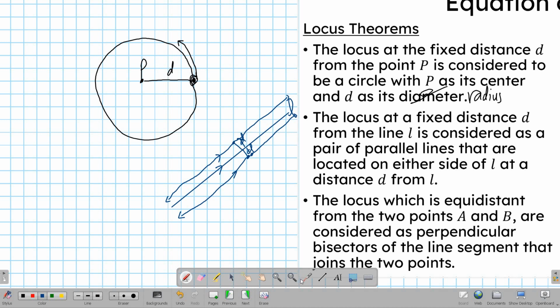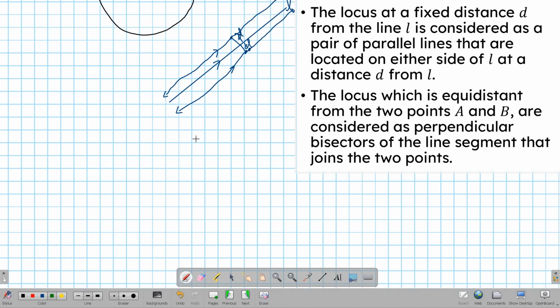The third locus theorem states that if we have 2 points, A and then B, then the locus which is equidistant from 2 points is considered to be the perpendicular bisector of the line segment that joins the 2 points. Ngayon, equidistant from 2 points, edi midpoint yun. So, siguro ito ang midpoint niyan. Yan.